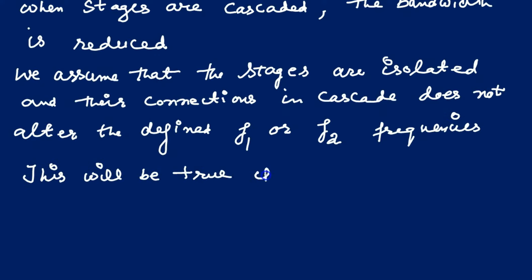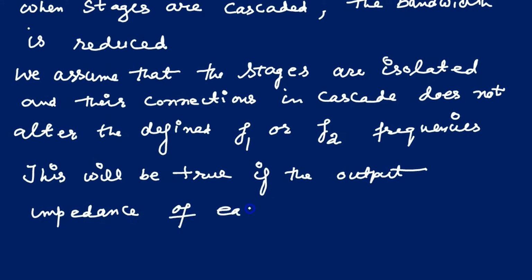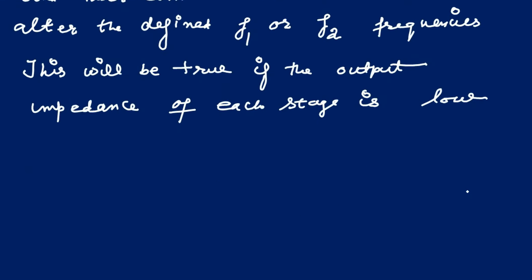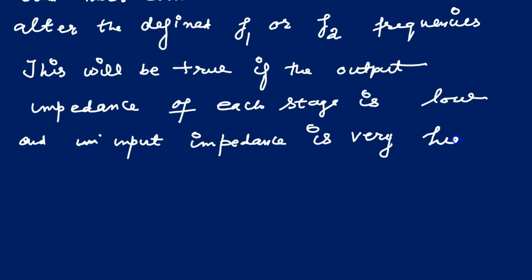This is because of the assumption, but this will be true only if the output impedance of each stage is very, very low and the input resistance of each stage is very, very high. Then the assumption may be true.